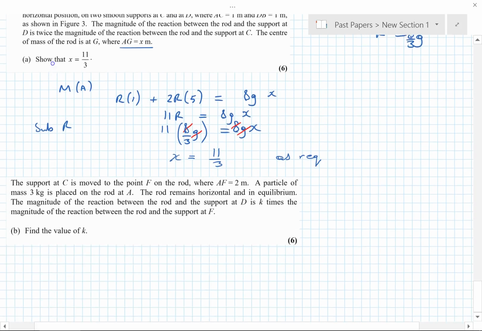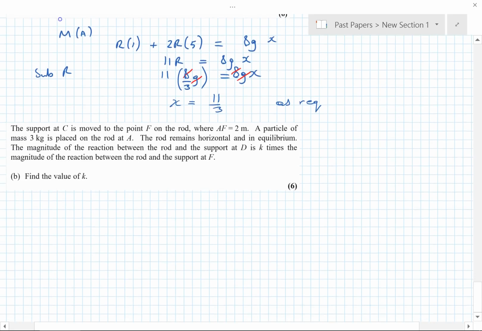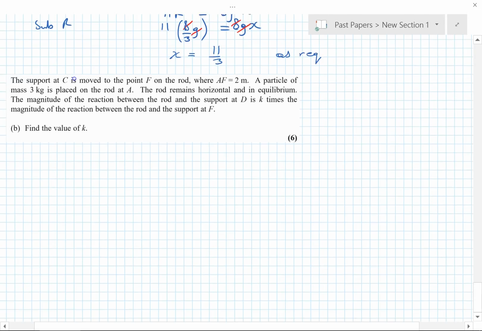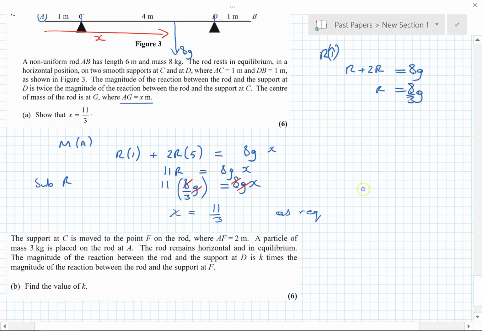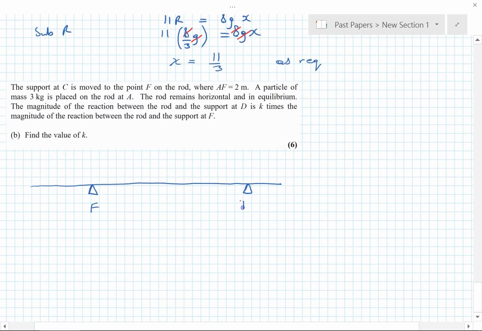And I think the same happens where we're resolving vertically for the next part. For the next part we're going to need a new diagram, because the support is being moved so that AF is equal to 2. Let's write it below so I can put the force in. And we've still got D below there, which is 1 from the end there.